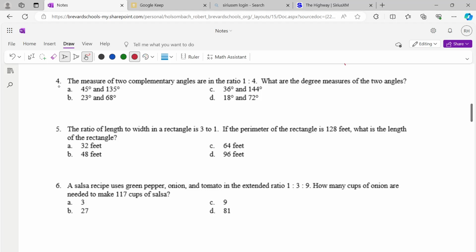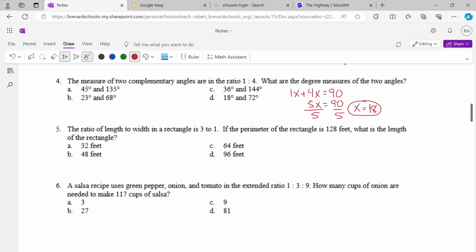Number 4 tells us the measures of two complementary angles are in the ratio 1 to 4. What are the degree measures of the two angles? Remember, complementary means that they sum to 90. So we're going to take 1x plus 4x, set it equal to 90. So 5x equals 90. And we're going to divide both sides by 5. So our x is equal to 18. 18 is our multiplier.